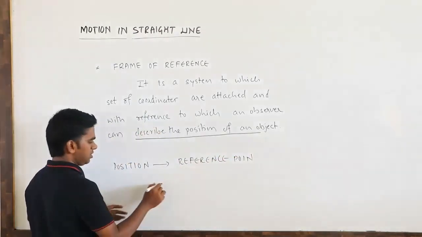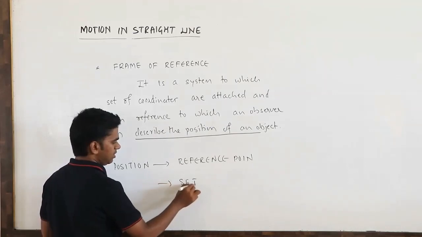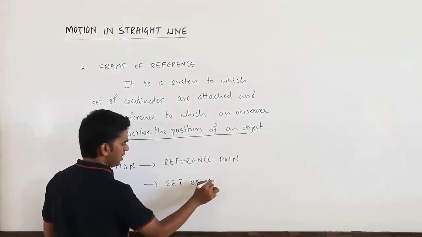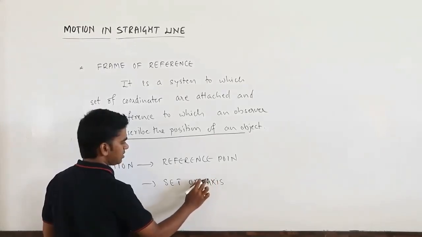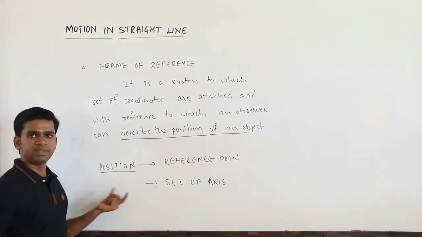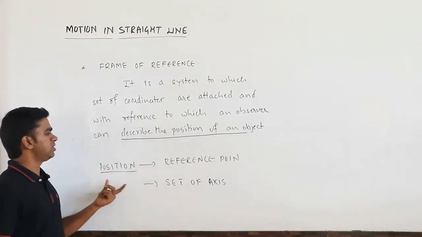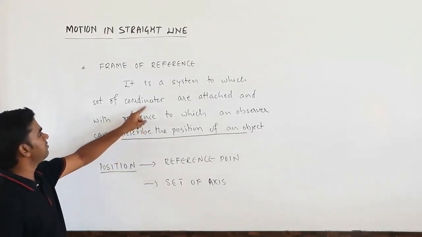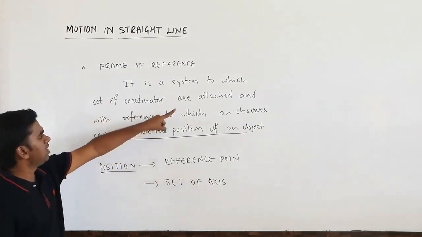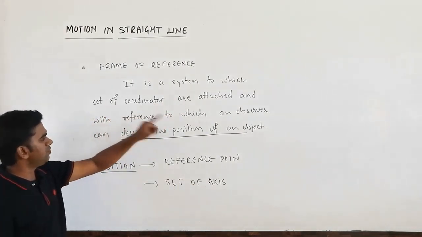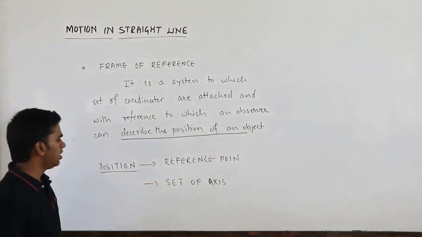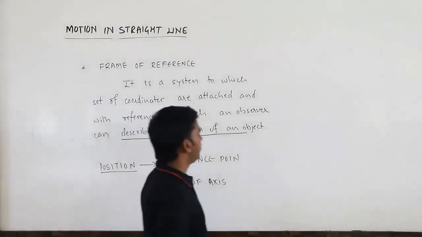Directions means what? The set of axes or coordinates. A set of axes. These two are required to tell the position. That is what is included in the definition. A set of coordinates means a set of axes attached, with reference to which an observer can describe the position of an object. Okay, we'll see what exactly the frame of reference is.